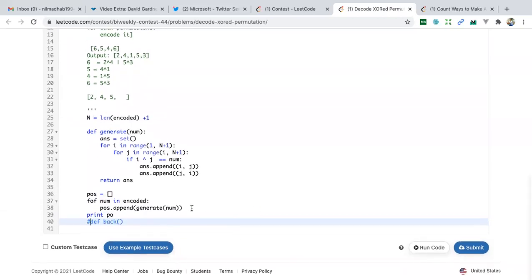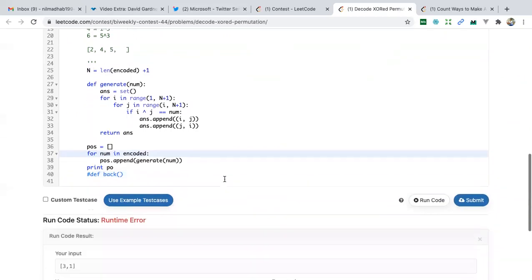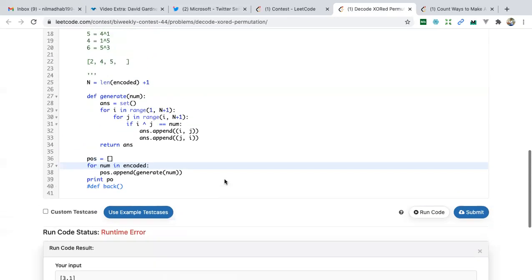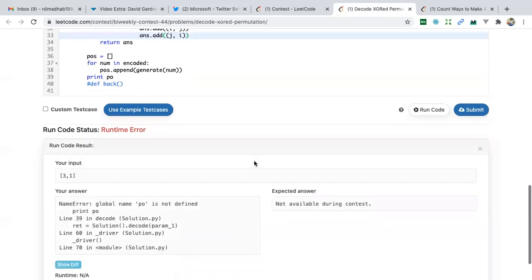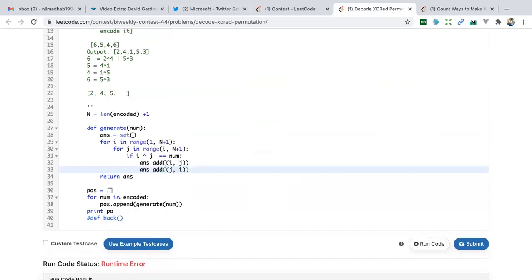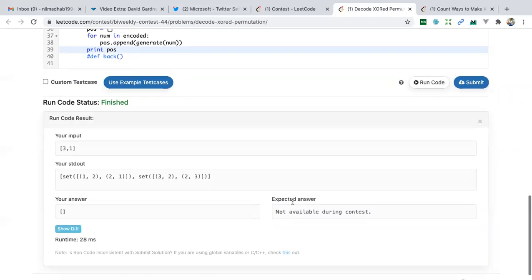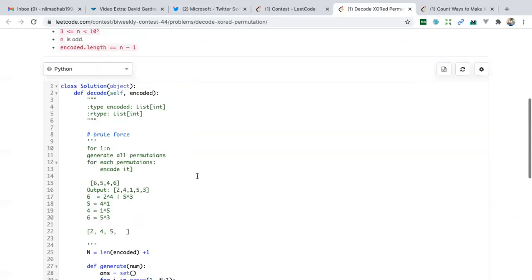Line number 37 has a syntax error. Yeah, thanks. So now we have 1 2, 2 1, 3 2 and 2 3.